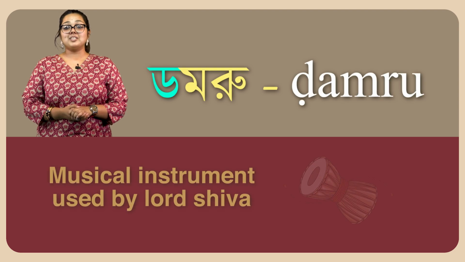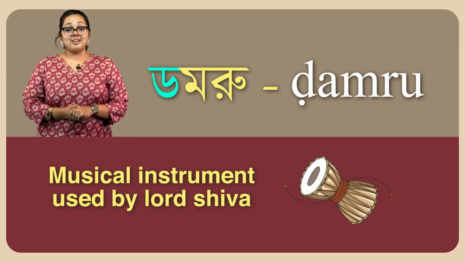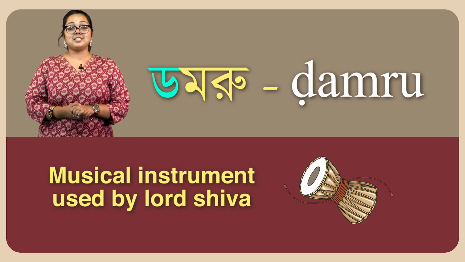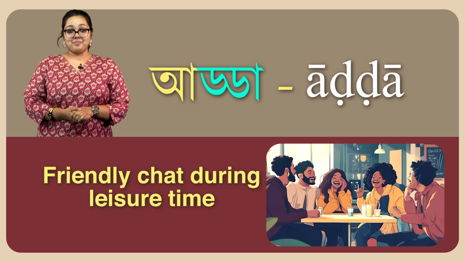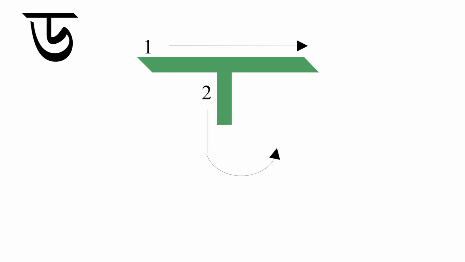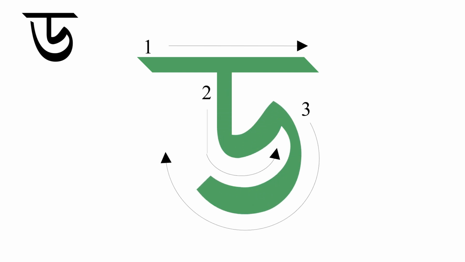This letter can occur word initially, such as in Domru, meaning the musical instrument used by Lord Shiva, and word medially as a member of a consonant cluster, as in Adda, meaning friendly chat during leisure time. Now, let's try to write this letter. Start by drawing the matra first, then draw a small vertical line. Follow the subsequent strokes in the sequence as shown in the visual reference. You have now successfully written the Bengali letter DAW.